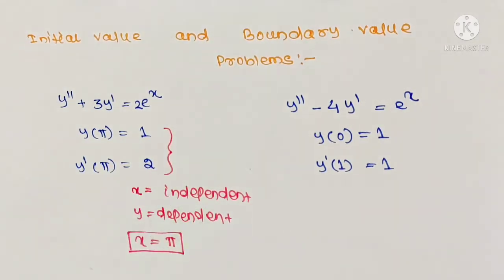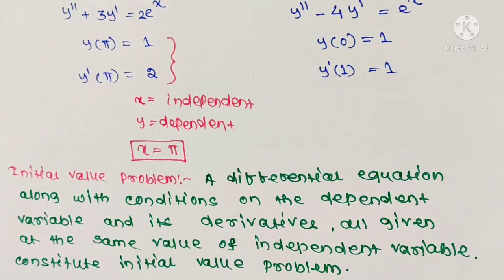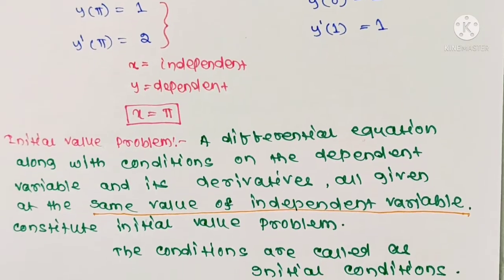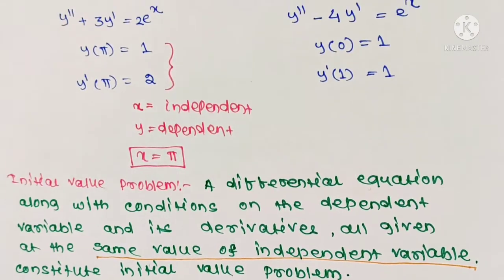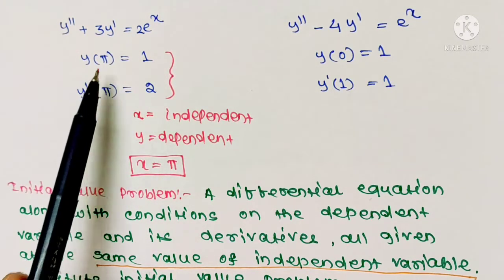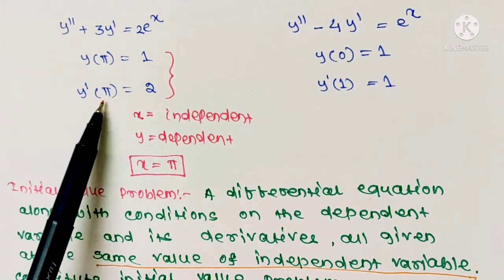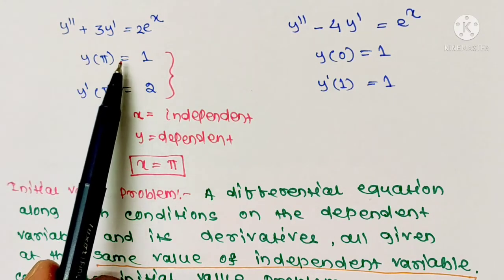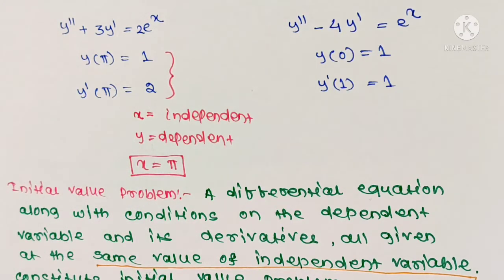So let me write down the definition. A differential equation along with conditions on the dependent variable and its derivatives, all given at the same value of the independent variable, constitutes an initial value problem, and the conditions are called initial conditions. You can see here for this differential equation the conditions are given at the same value of the independent variable, that is at x equals pi. So this is an initial value problem, and the conditions are called initial conditions. Next let us discuss the boundary value problem.